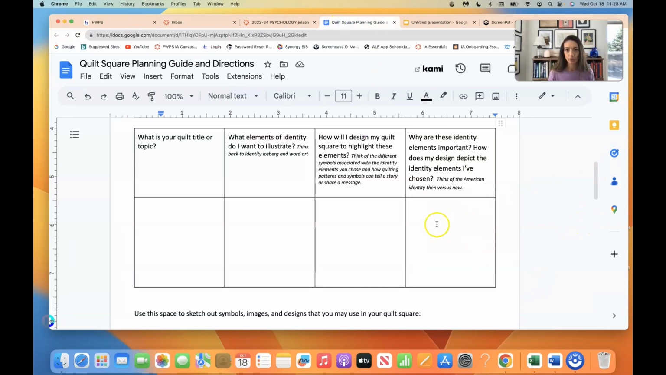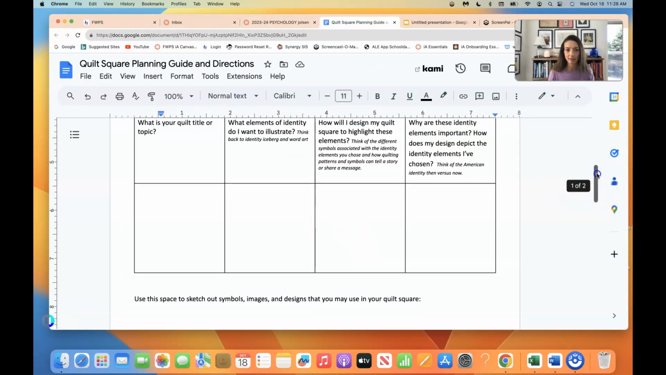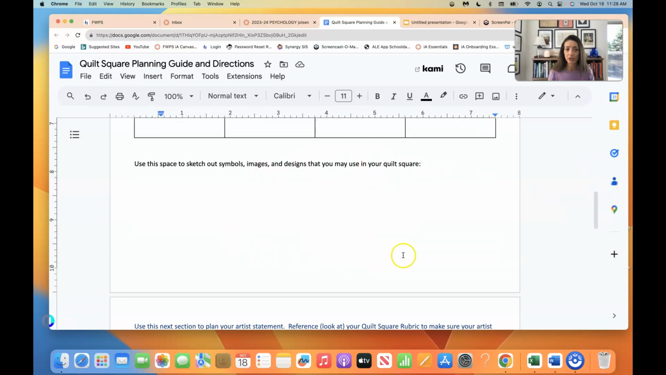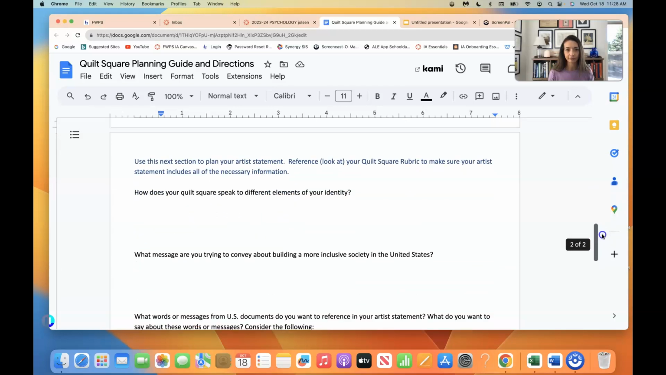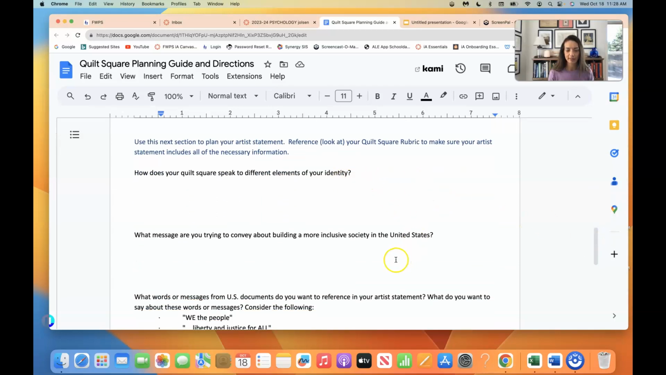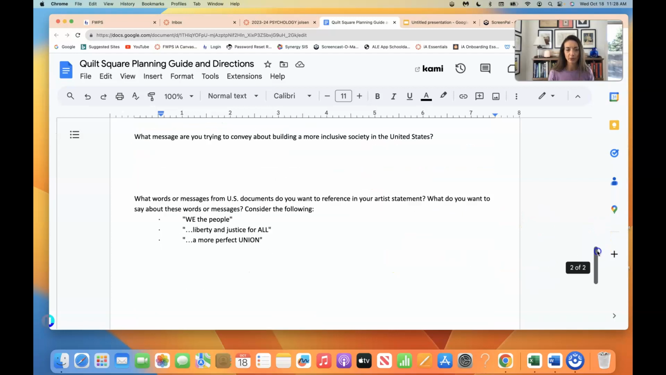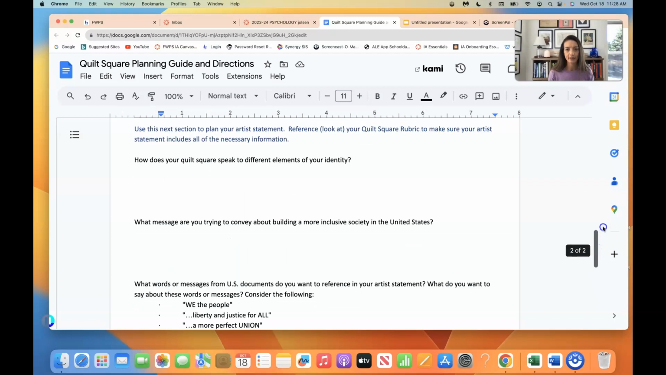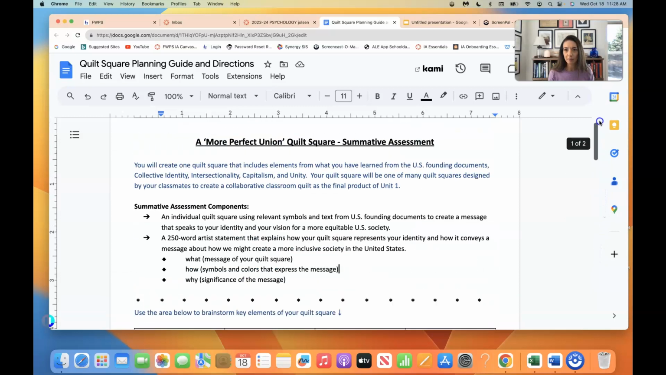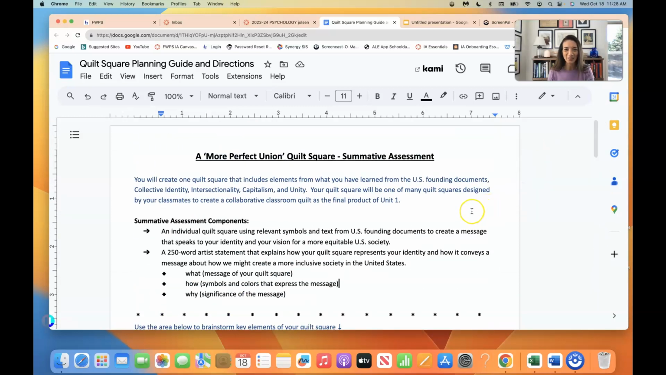Okay, so these are kind of like planning boxes. This is an area where you can start to sketch out your ideas. Once again, it's just a planning sheet. You're not turning it in. And then this breaks down the 3 bullets that I put at the top. Okay, I was trying to make it kind of fast, although now I'm at 6 minutes.